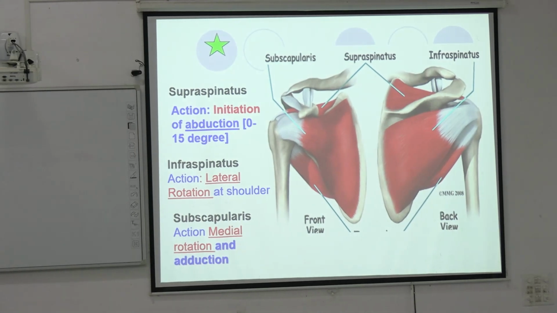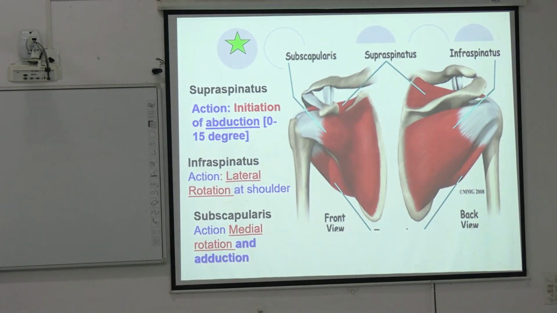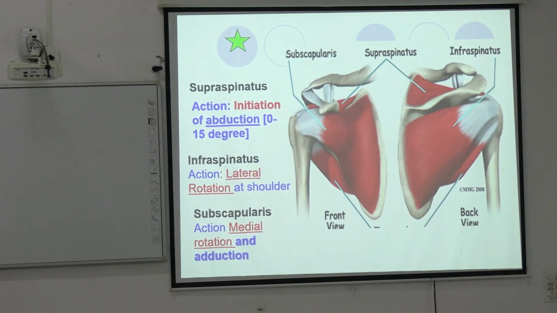Now the other two muscles, supraspinatus and infraspinatus, which is lying below it. So this muscle above the spine is supraspinatus. This is a muscle which is ending on top of this joint.